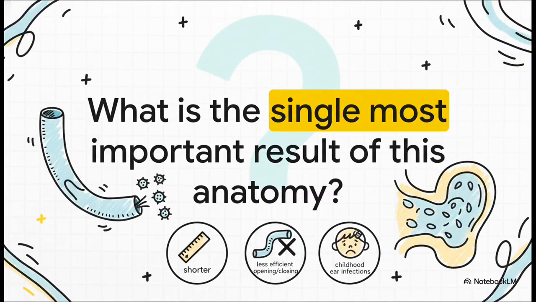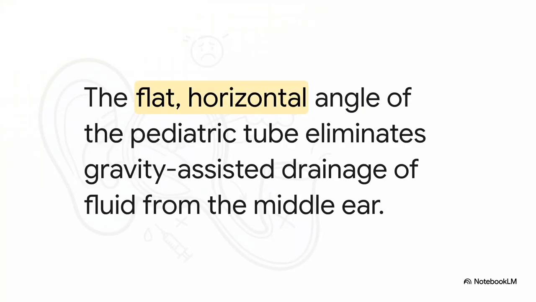So, we've got these three big differences, right? It's shorter, which is a shorter runway for germs. It's floppier, so it's not as good at popping open. But which one of these is the real troublemaker? What's the main culprit behind all those childhood ear infections? It all comes down to the angle.